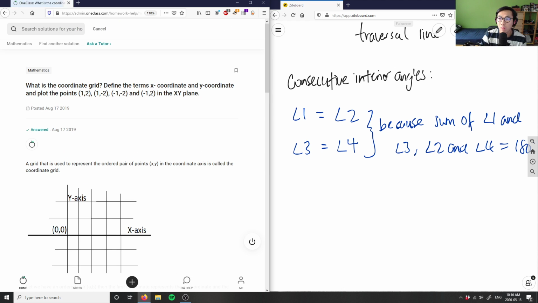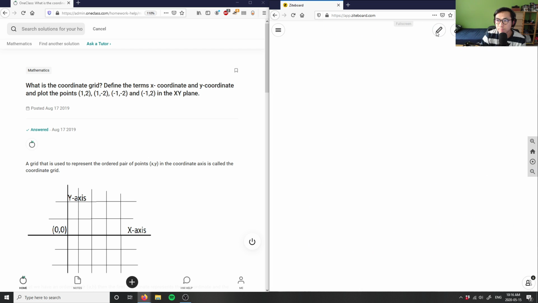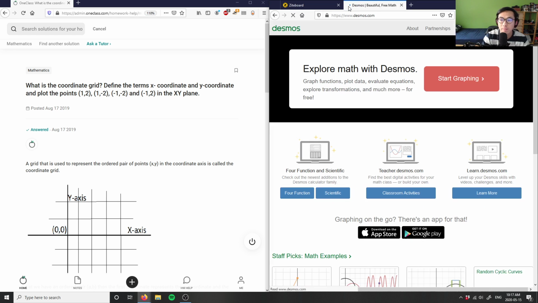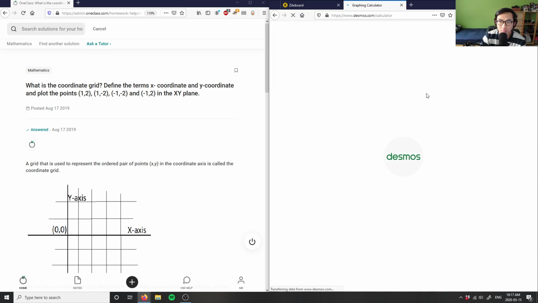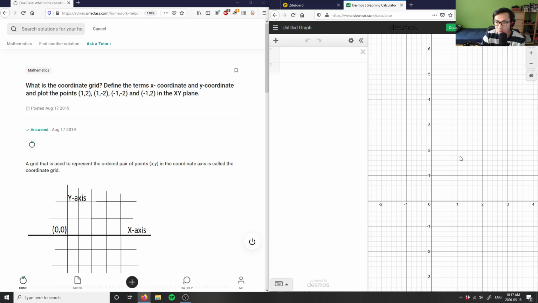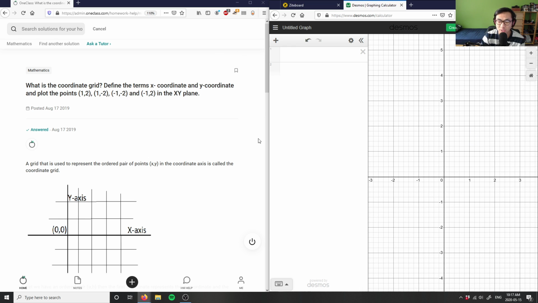Okay, number 3. He's asking, what is the coordinate grid? Define the terms x coordinate and y coordinate and plot the points in the xy plane. Okay. I don't know if I can plot points with Desmos, so I'm going to see if I can, and I can show you using an actual grid rather than my sketchy drawing here.